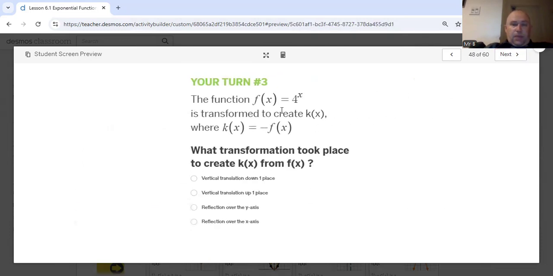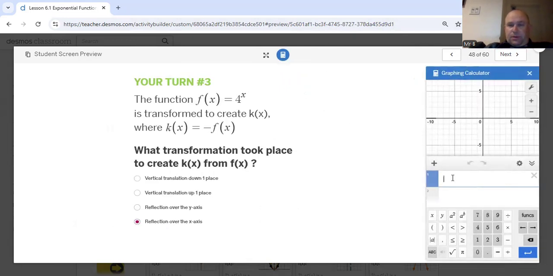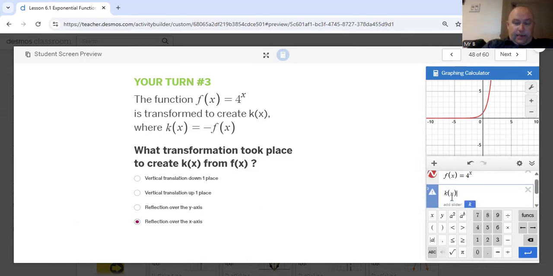And on the last one, this time I'm doing negative f of x, so I know negative turns the graph upside down, which I know is a reflection over the x-axis, and they're the 3 that they can ask you. But this one, just to show you, this will be really easy to check if we weren't sure what this one was. So 4 to the power of x. And then I'm just going to type in k of x equals negative f of x. And you can see that it's an upside down version of this graph, or it's just been reflected over the x-axis if you prefer.